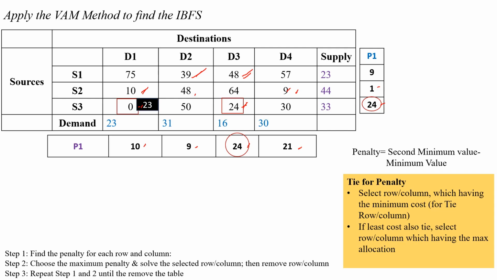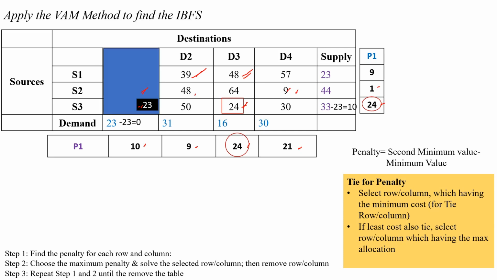So at the 0 cost cell, observe the supply and demand and allocate the minimum value of them. Here supply is 33 and demand is 23. So the minimum value is 23. So allocate 23 at the 0 value cell and subtract 23 from the demand as well as the supply. Then demand will become 23 minus 23 equals 0 and supply will become 33 minus 23, which is equal to 10. So here the D1 column is getting 0, then remove the D1 column.